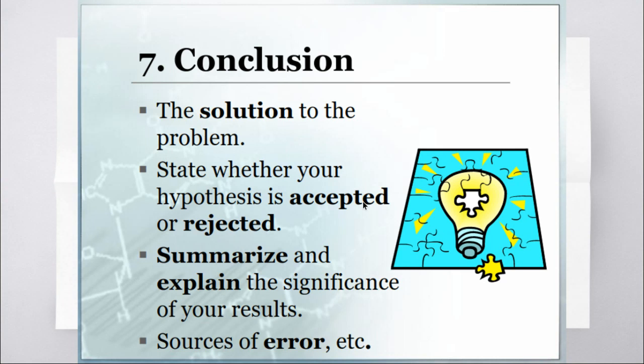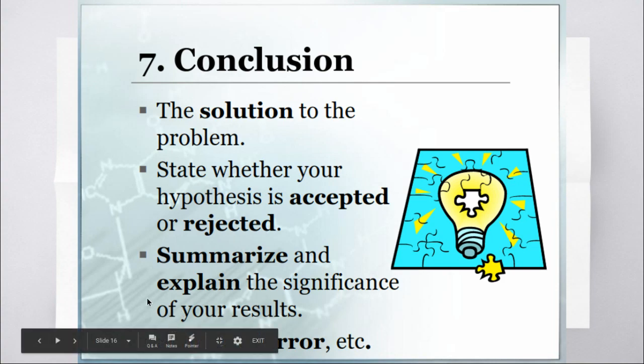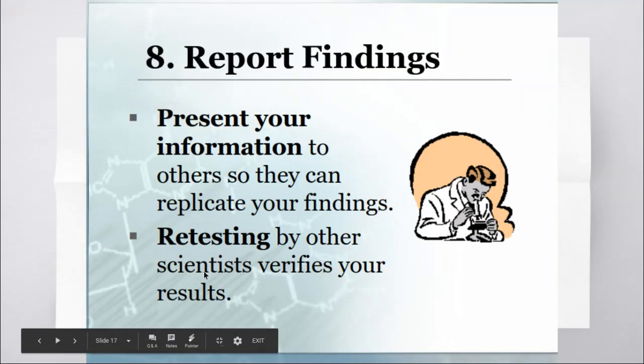Number one, you need to state whether your hypothesis is accepted, whether the data supports it. So if it's accepted, the data supports it. It answers it. It says, yes, your guess was correct. Or rejected. You must say the hypothesis is accepted, or if it's not, it's rejected. That means your data does not support it. And then you have to say why it's important. You summarize and explain the significance of your results. And finally, the third thing that you need to include in your conclusion is sources of error.